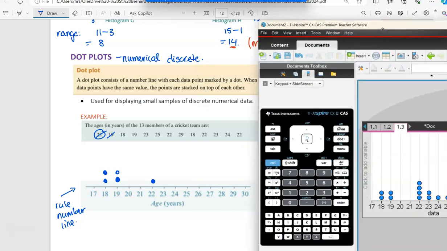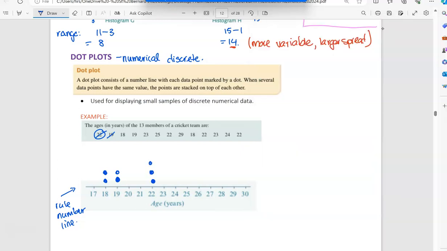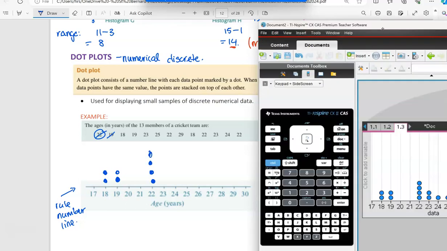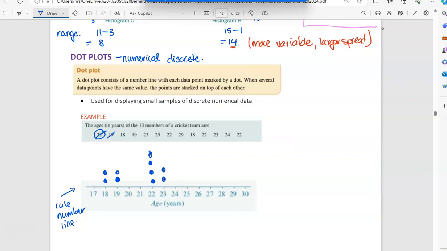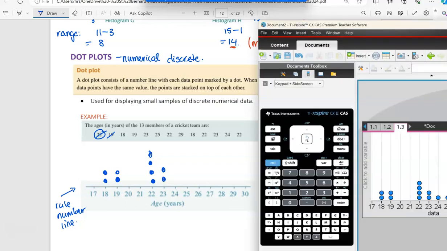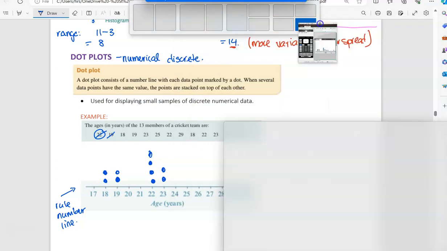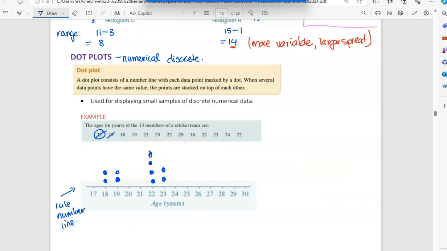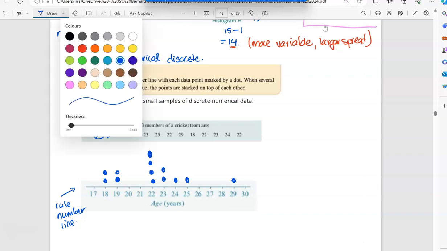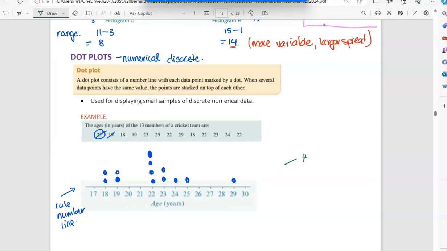So 22 had 4 dots, and 23 had 2. And what have we got? 1 for 24, 1 for 25, and 1 for 29. Okay. So when you think about it, there should be 13 dots because there were 13 data values.